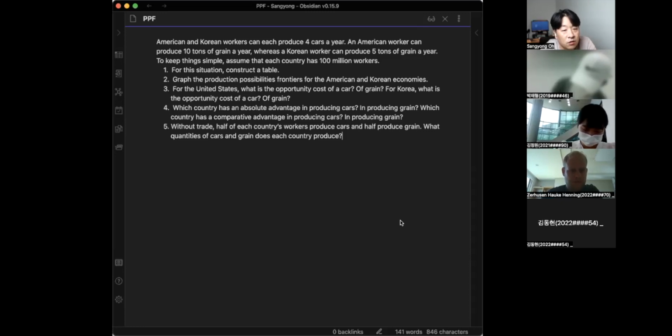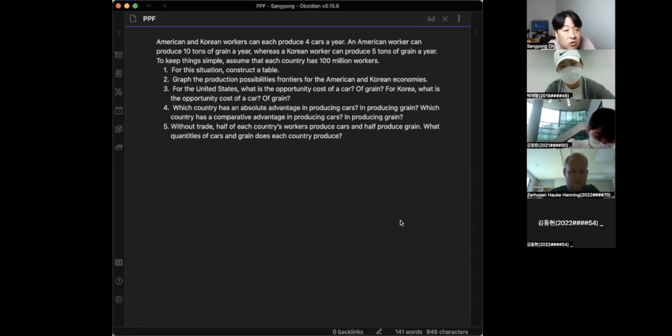100 million workers right here, so same thing. The unit changes to 100 million, then you can write down 4 cars in the US and 4 cars in Korea, and 10 tons of grain in the US and 10 in Korea. You're making a table out of it. Clear? And then without the table, obviously you are smart enough to draw the PPF, right? We see how to do it.